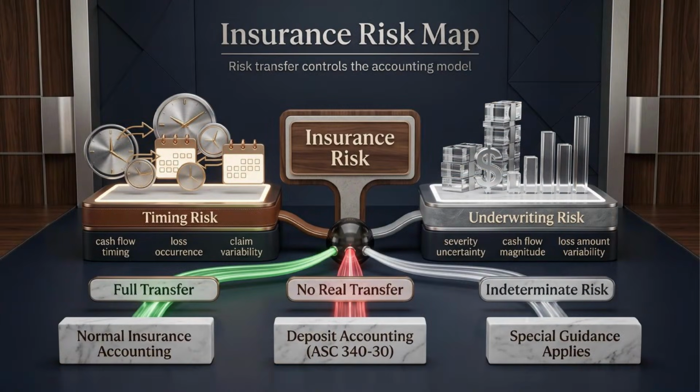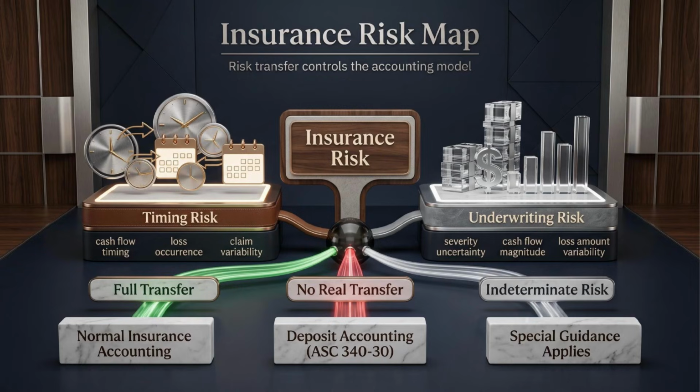Now we turn to ASC 340-30 and insurance risk. Normal insurance accounting works only when real insurance risk transfers from one party to another. Insurance risk includes timing risk and underwriting risk. Timing risk is uncertainty about when cash flows will occur. Underwriting risk is uncertainty about how large the cash flows will be. If both are genuinely transferred, normal insurance accounting can apply.